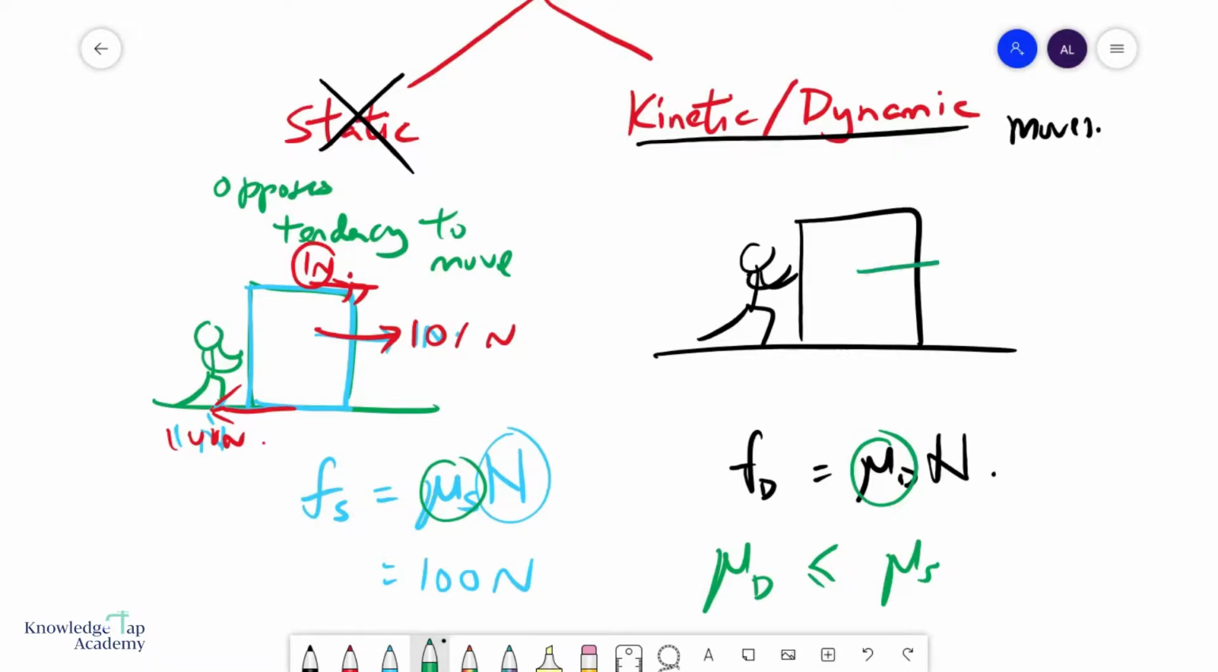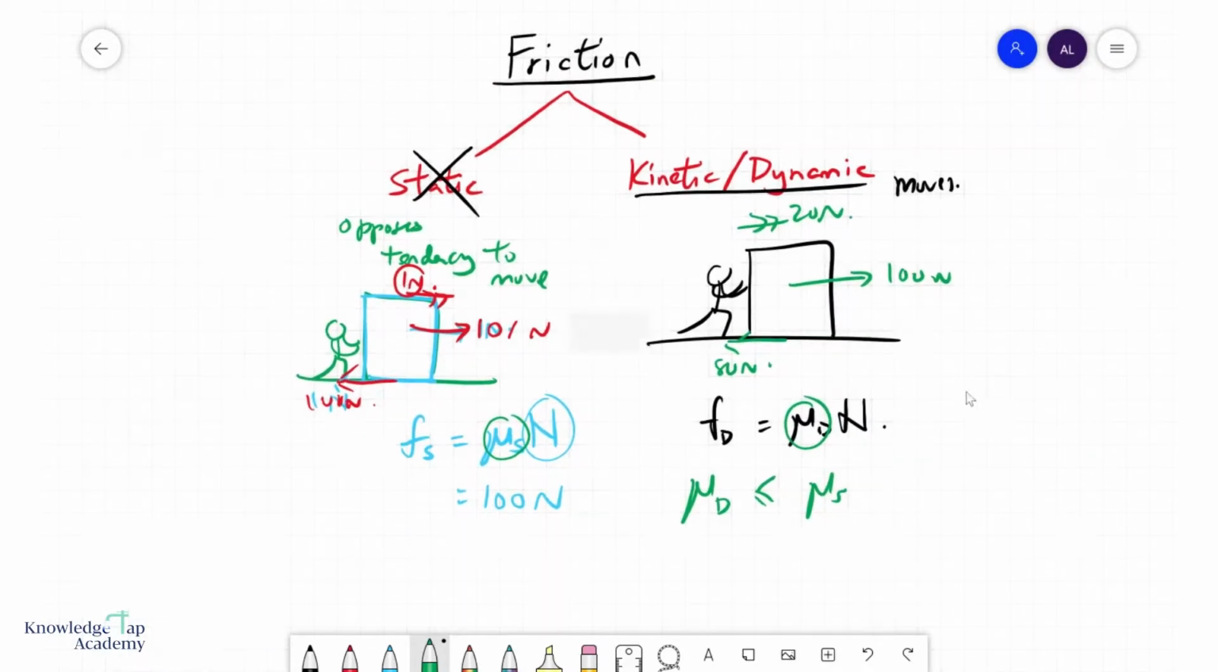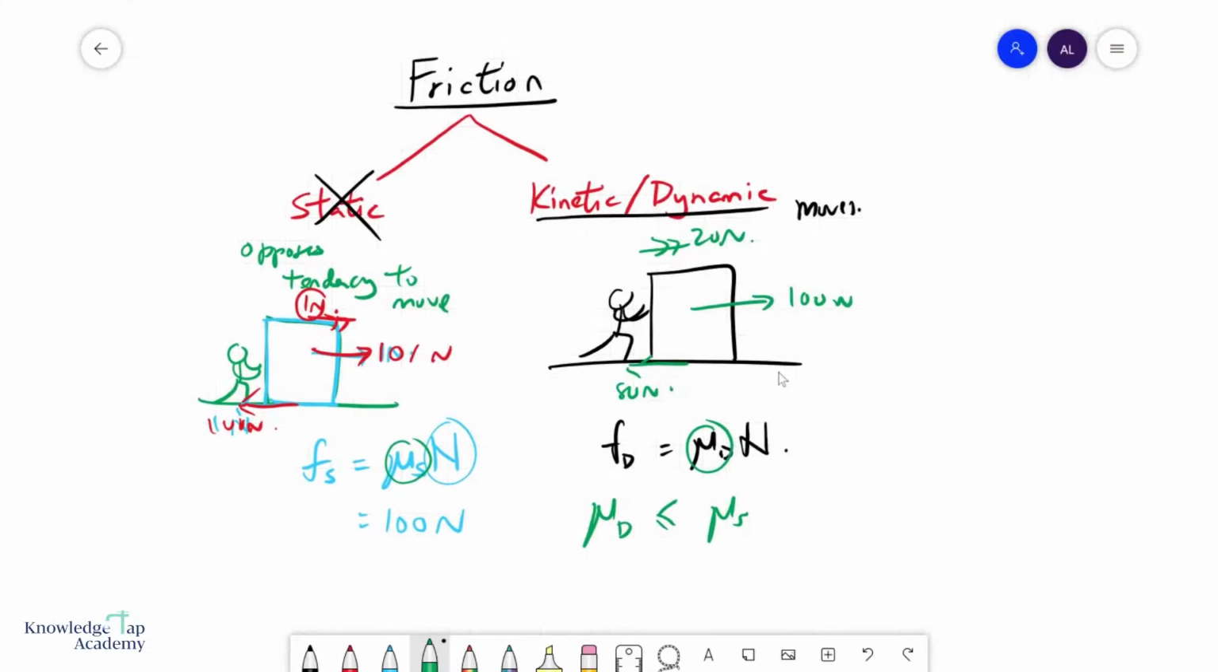So here I can push it with a force of 100 newtons. The dynamic friction may be 80 newtons, in which case I would be moving forward with a net force of 20 newtons. So these are the two types of friction, static and dynamic friction. Static friction, remember, opposes the tendency to move. It matches you force for force up to some maximum value. And then once it starts moving, kinetic or dynamic friction takes over.